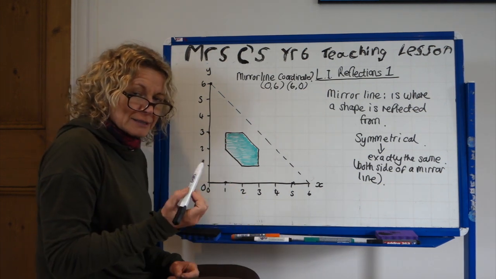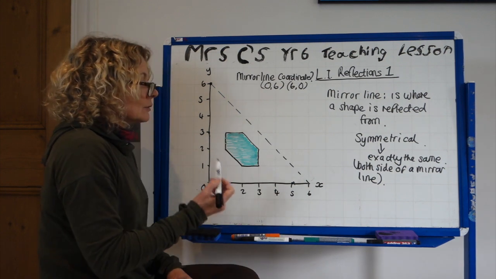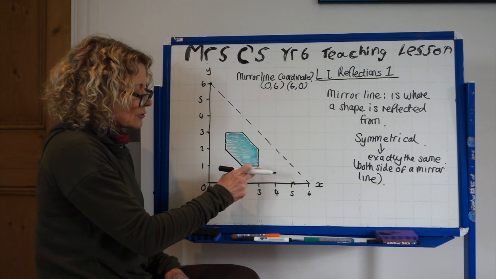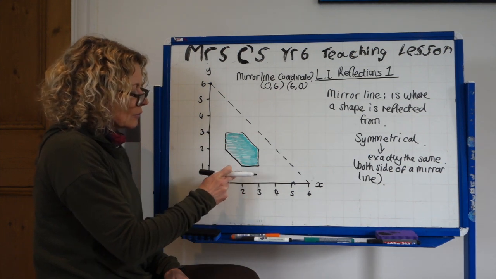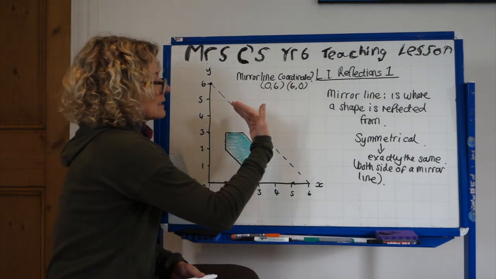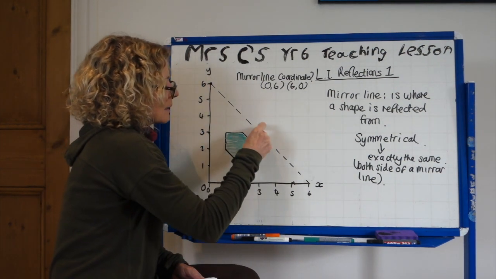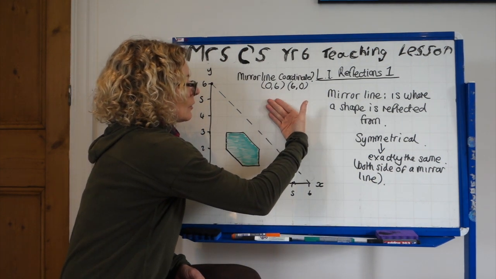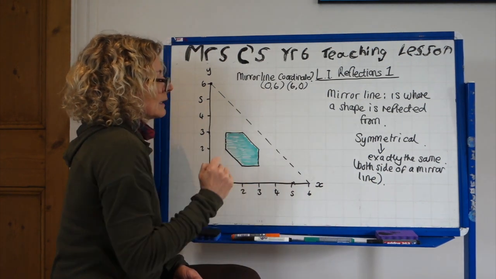Right, so your next task is this. You need to draw this graph with the hexagon, okay? So you'll need to pause this because you'll need to look at where the coordinates are for each of these points. Then, this is your mirror, this is your butterfly's abdomen. You are going to reflect this green hexagon on the other side of this mirror line, okay?